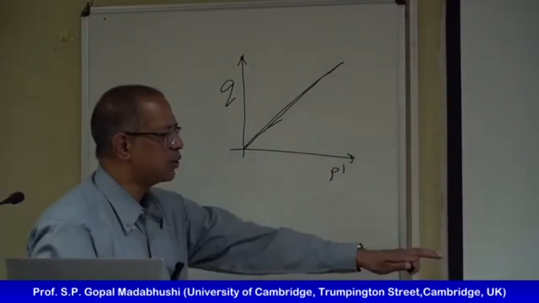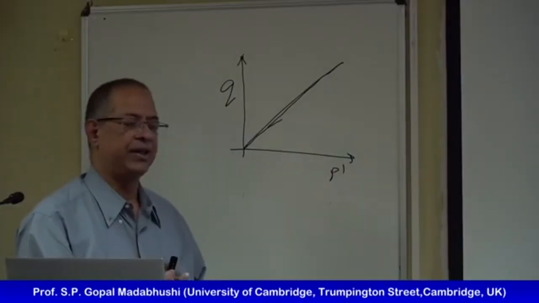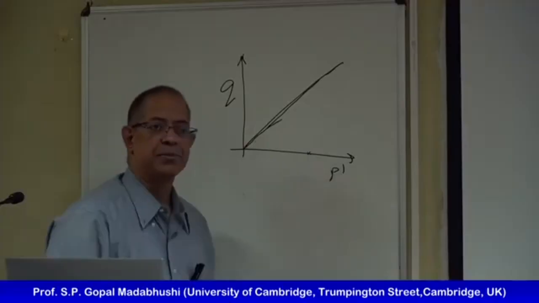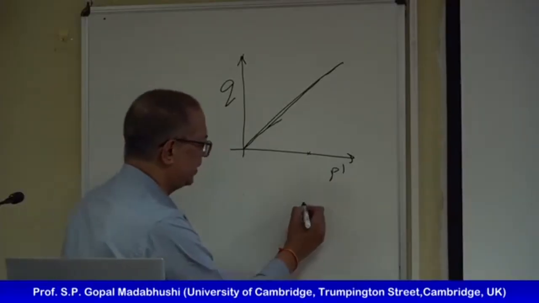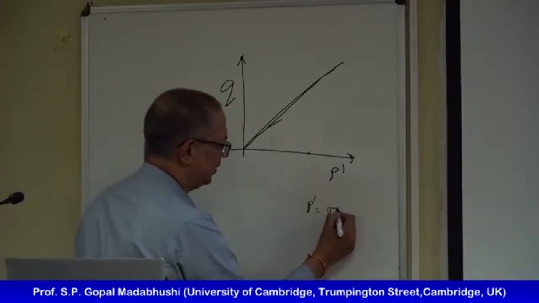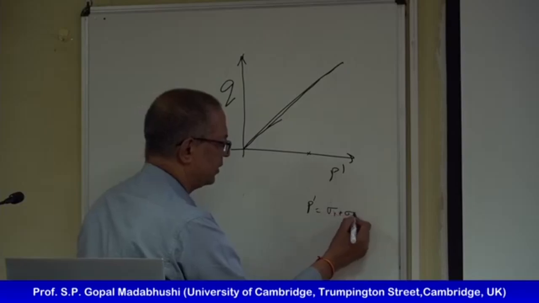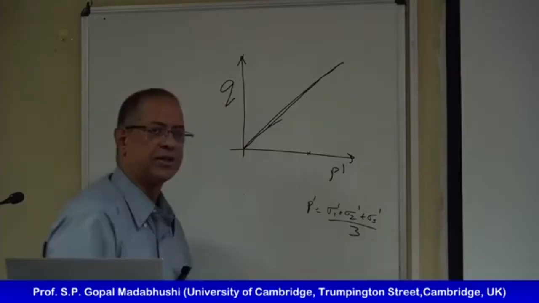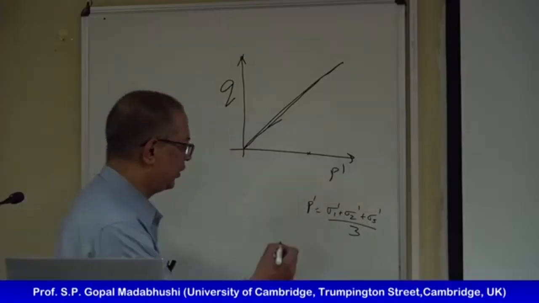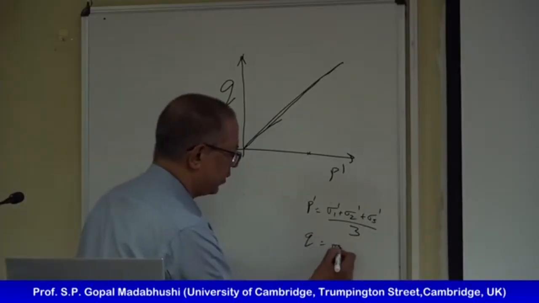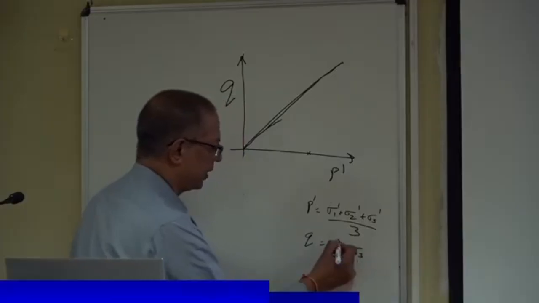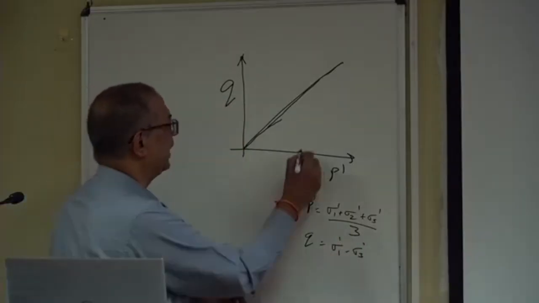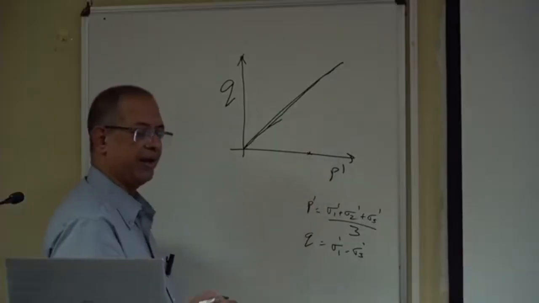So initially, when the soil is horizontal and before the earthquake, you don't have any Q and you probably have some P dashed. P dashed is basically from sigma 1, sigma 2, sigma 3. These are the principal stresses, so it's basically the mean confining stress, and Q is sigma 1 minus sigma 3. You can also put a dash, it doesn't make any difference. So initially, my stress state will be somewhere here.